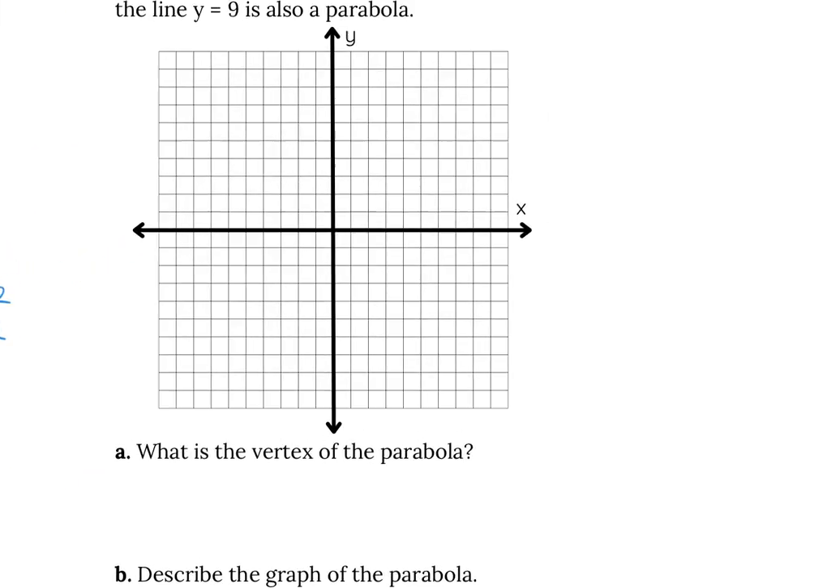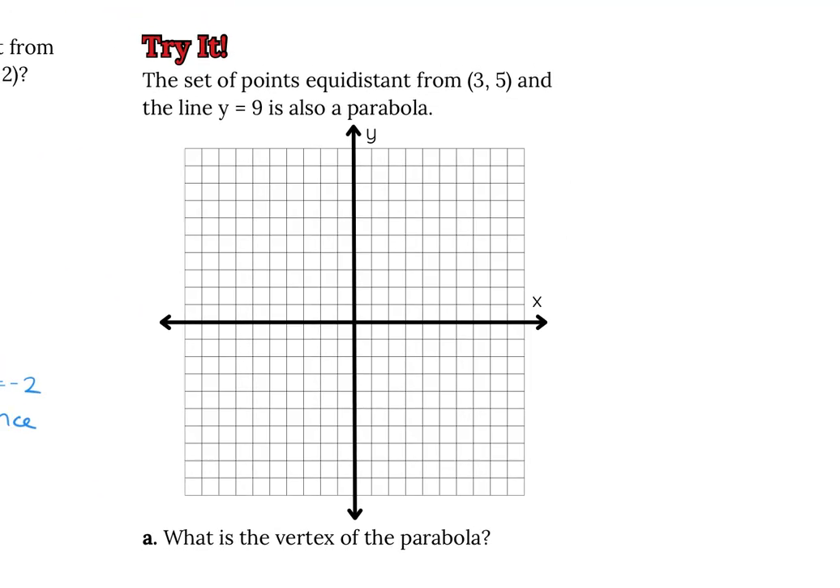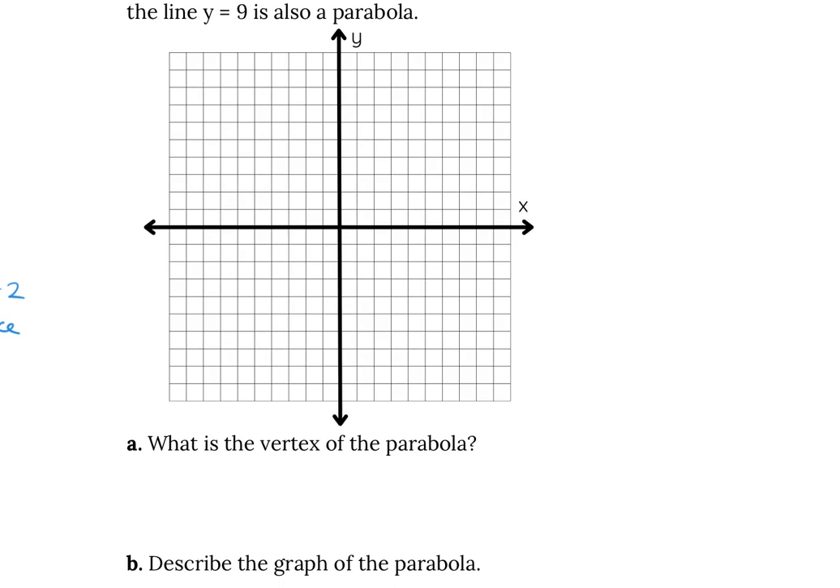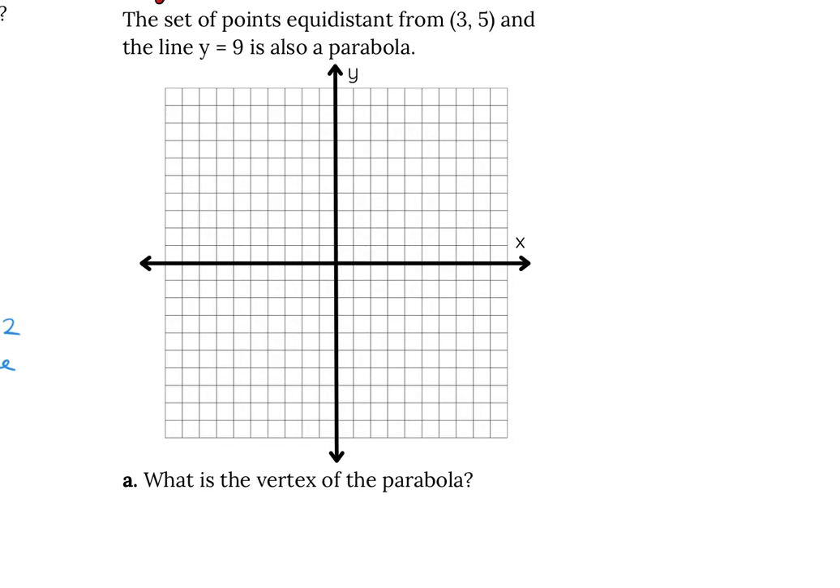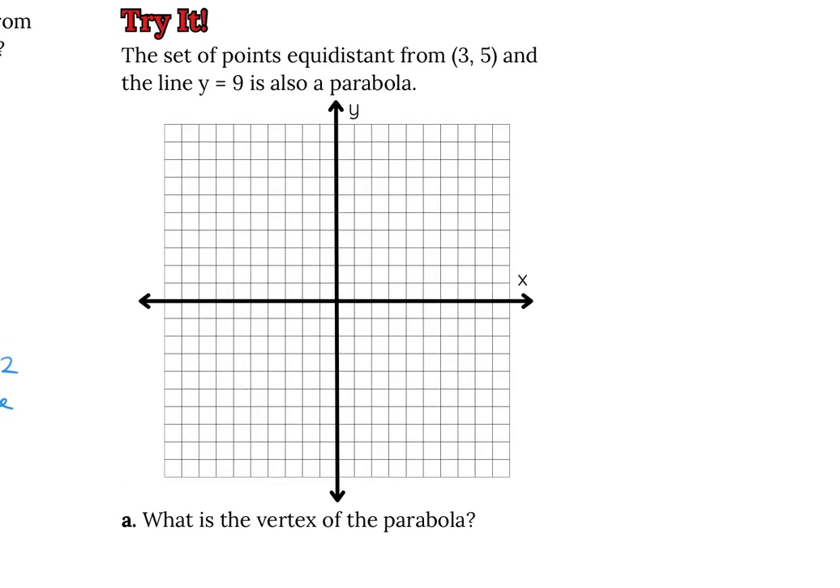Okay, let's look at our Try It. The set of points equidistant from (3, 5) and the line y equals 9. They're telling us it is also a parabola. First we're going to plot the points, so (3, 5), and then our y equals 9.